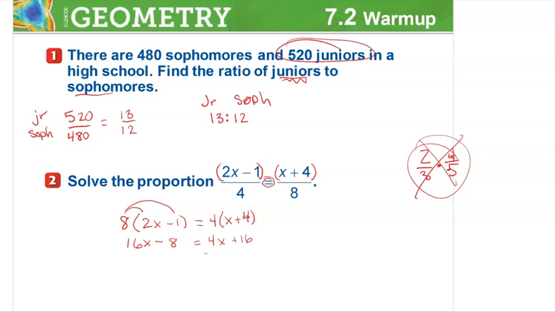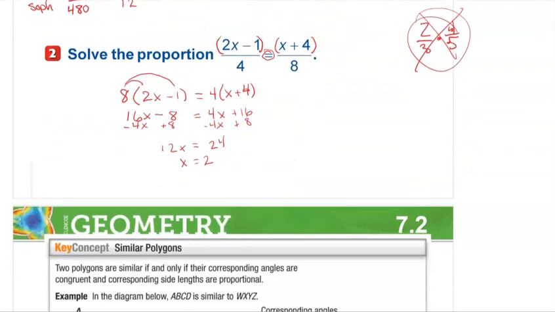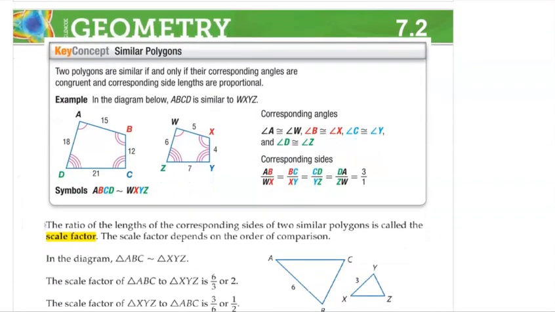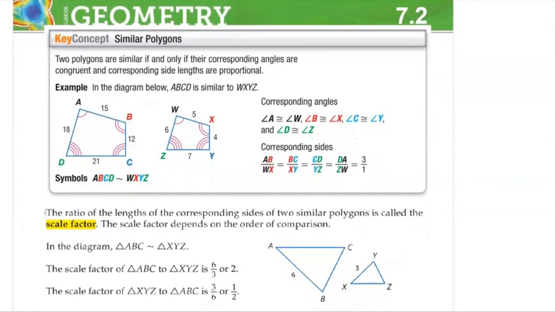Subtract 4x from both sides, and you get 12x equals, add 8 to both sides, 24. So x equals 2. So we've solved the proportion. X equals 2. Okay, this is like everything you need to know about this.